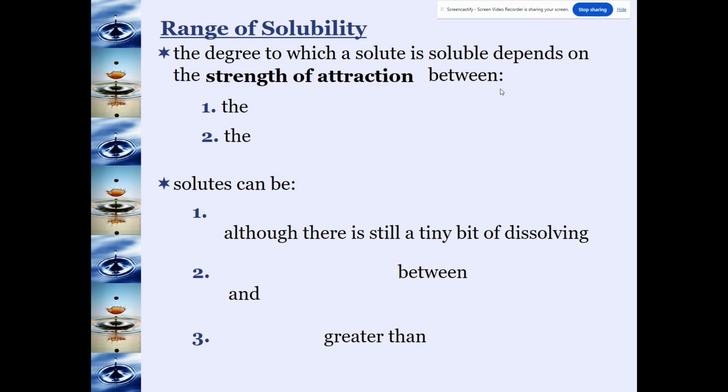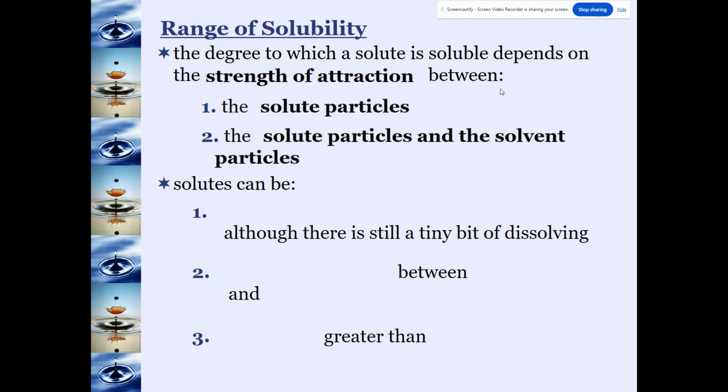Now, what about our ranges of solubility? We talked about this in our lesson about dissolving. In order to make something dissolve, you have to break the bonds of the solute particles. Whenever you break bonds, that is always an endothermic process. You always have to add energy to break bonds.